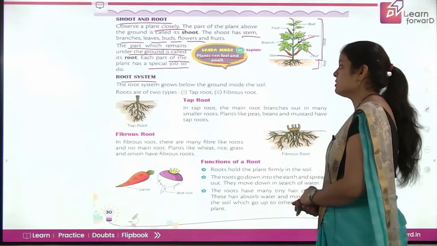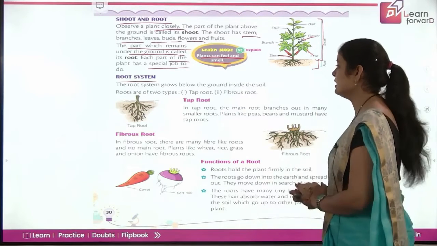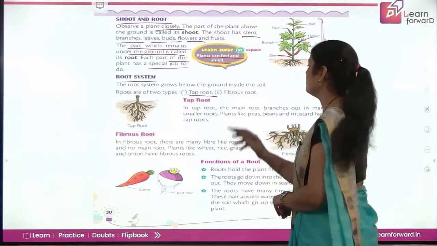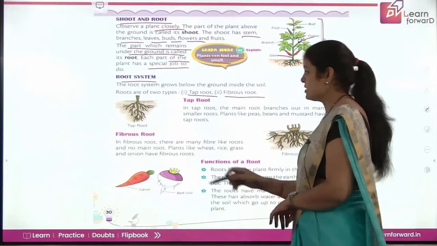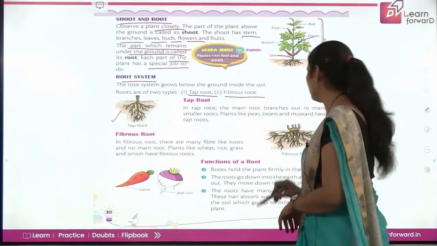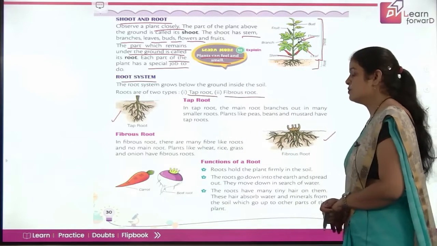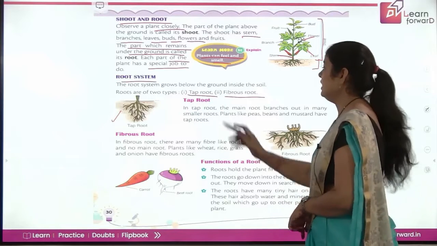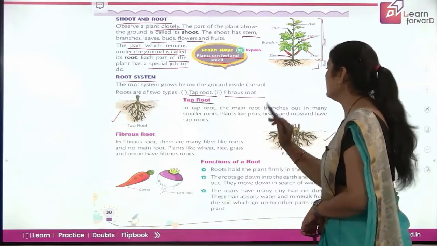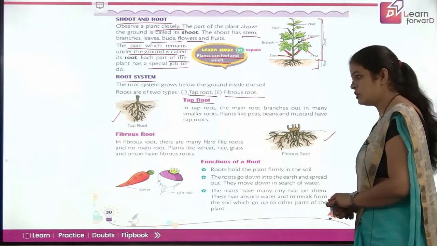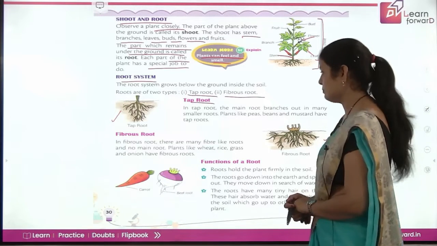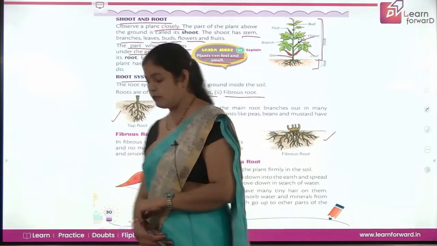The root system grows below the ground, and it is of two types. Number one is tap root and number two is fibrous root. These two pictures are here. This is tap root, this is fibrous root. Can you see any difference? In tap root, the main root branches out into many smaller roots. Plants like peas, beans and mustard have tap root. So now what happens in a tap root? I am drawing here.